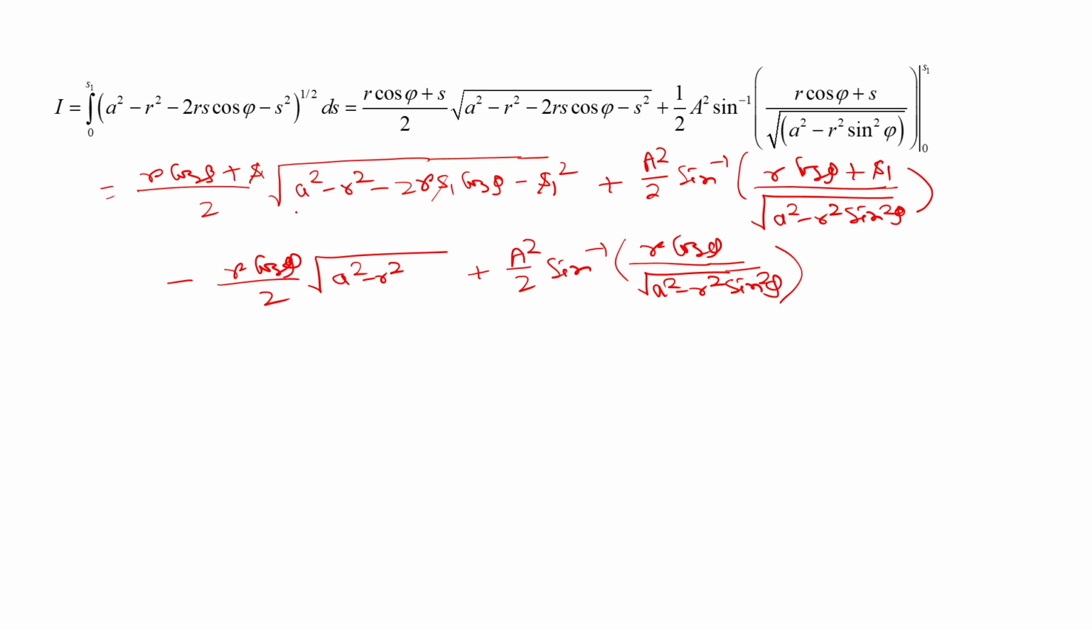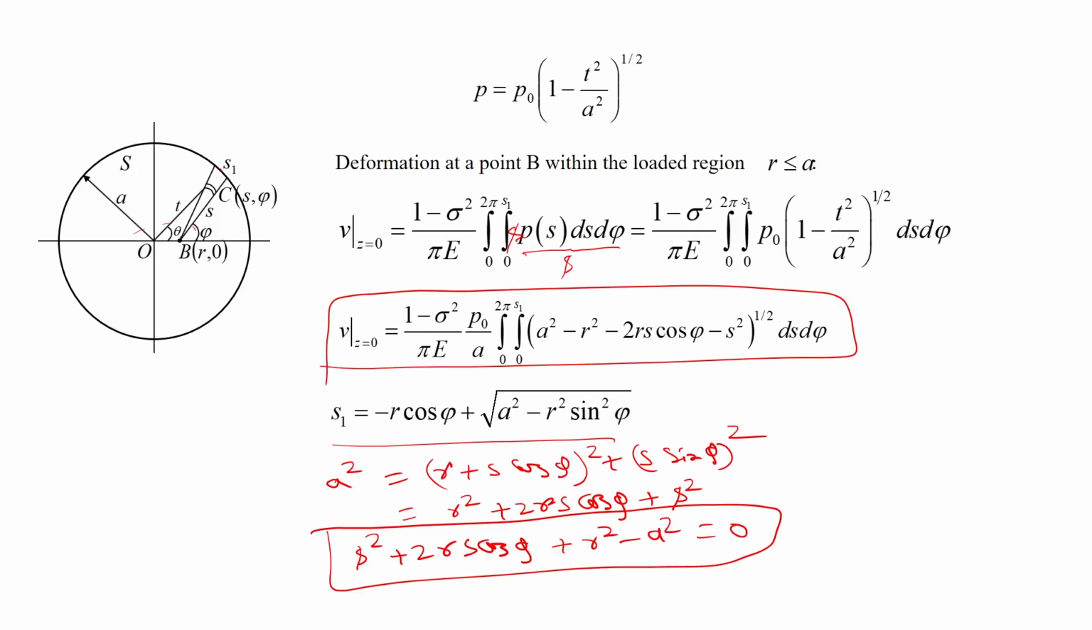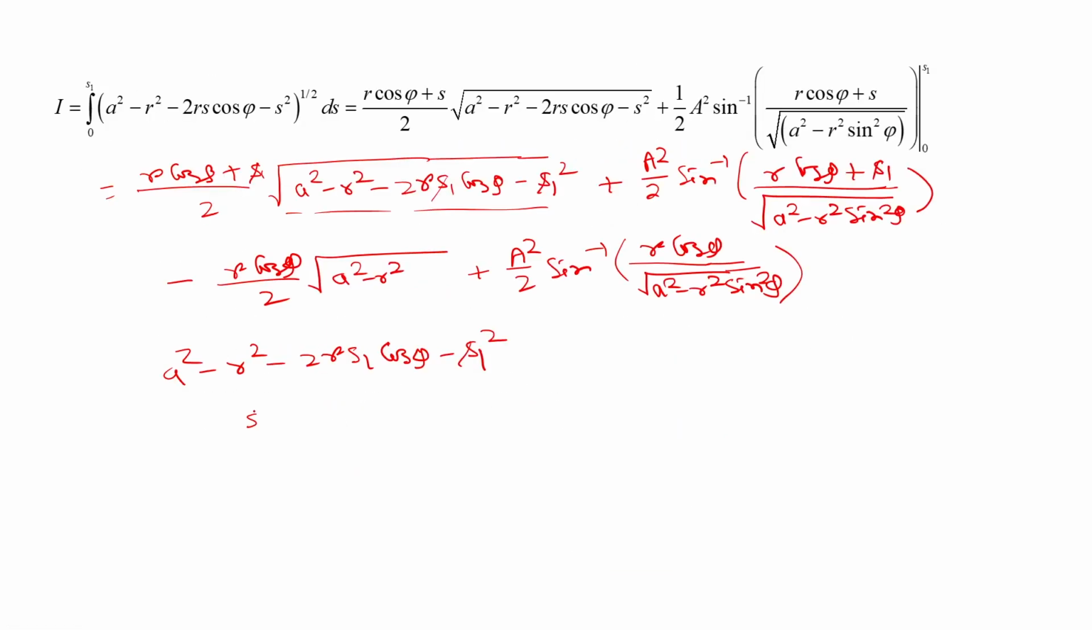So, now what is this quantity that we can write? This is a square minus r square minus 2 r s1 cos phi minus s1 square. Now, s1 is given as what? That was from the previous slide. So, s1 is given as minus r cos phi plus square root of a square minus r square sin square phi.